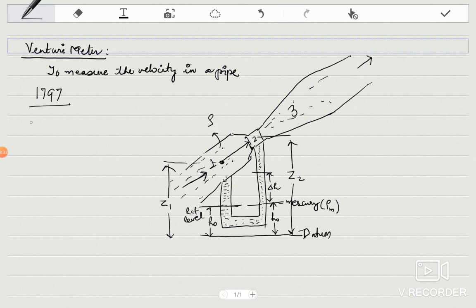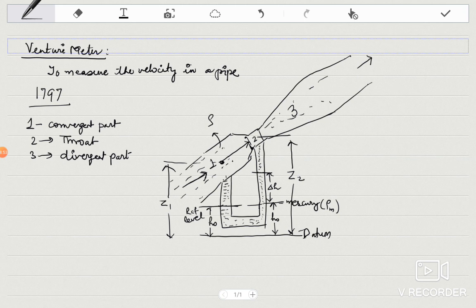Now it has 3 parts. 1, convergent part, 2, throat, and 3, divergent part.